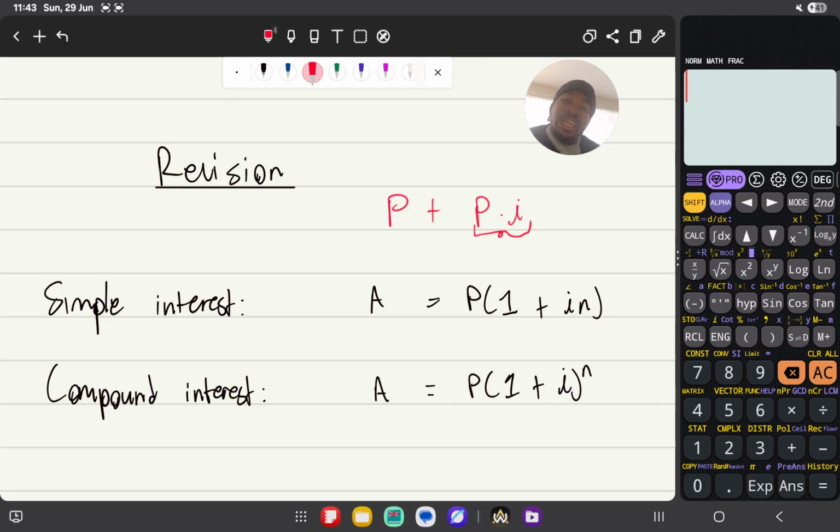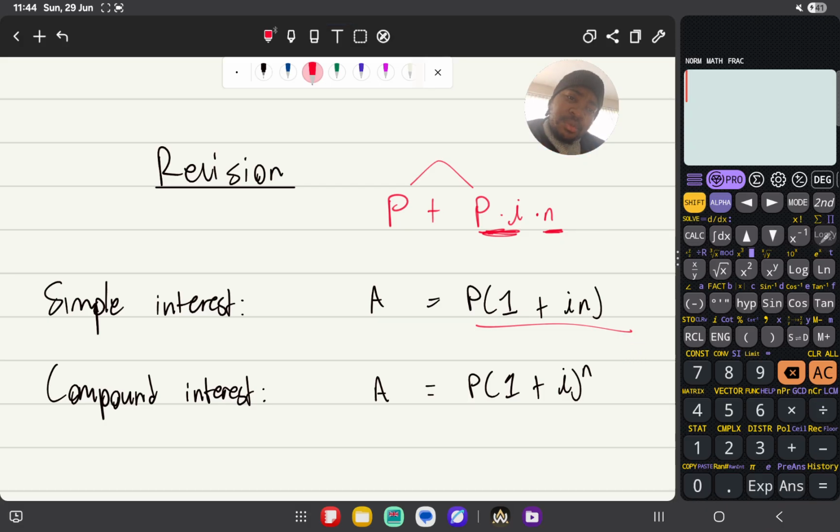Then we multiply that 100 rand by the number of years, which is represented by n. So this represents your interest, and then that interest we multiply by the number of years you are actually investing that money for. As soon as you take the common factor out, which is P, you end up with this formula here, which is the formula for simple interest.